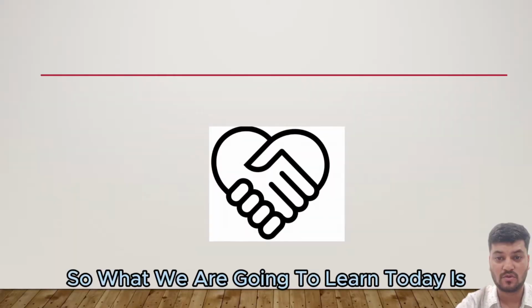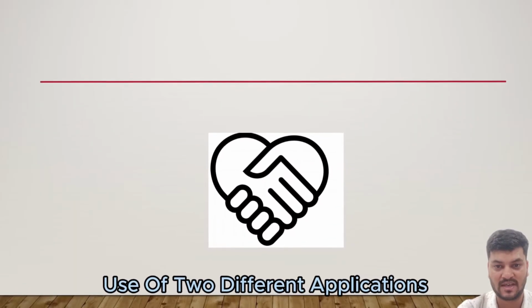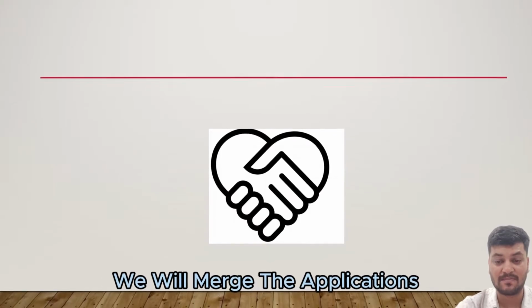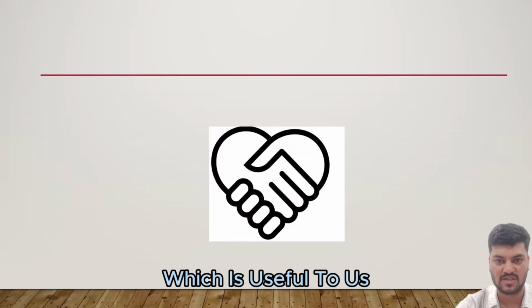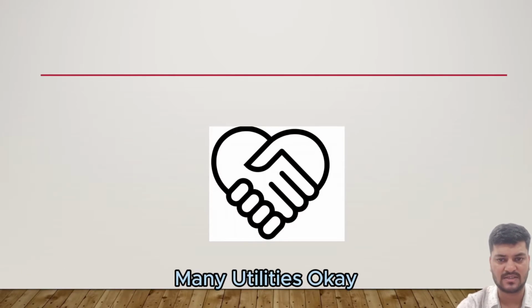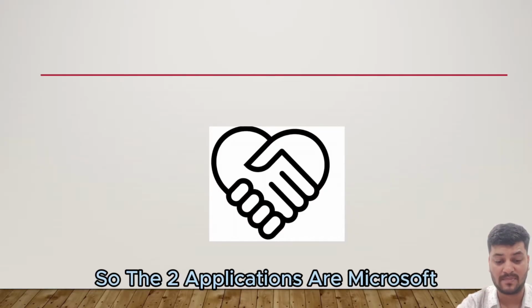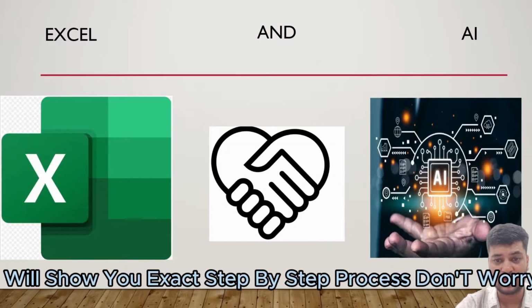Let's go. What we are going to learn today is the use of two different applications. We will merge the applications and make one single project which is useful to us, which will save our time and which will have many utilities. The two applications are Microsoft Excel and artificial intelligence. I will show you the exact step-by-step process. Don't worry.